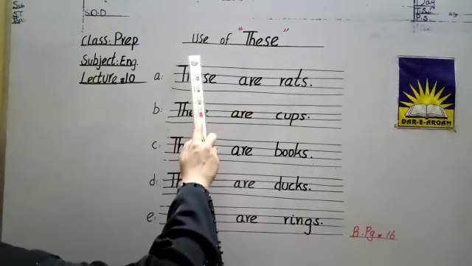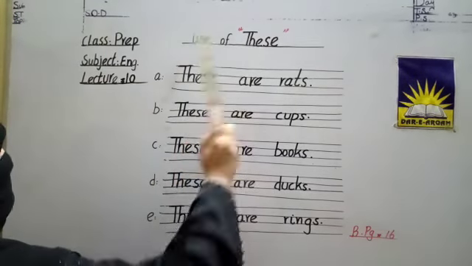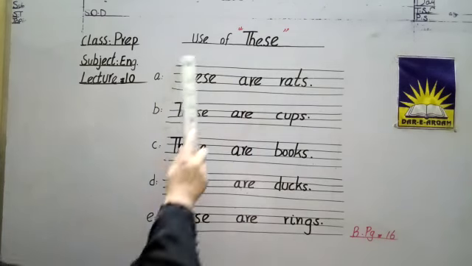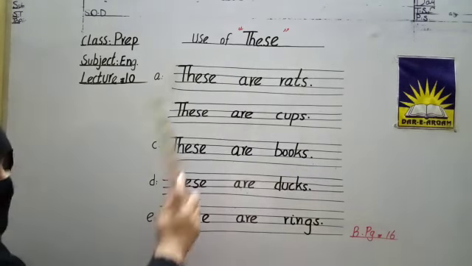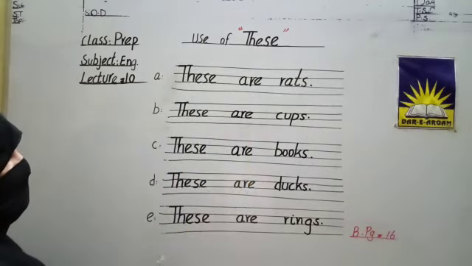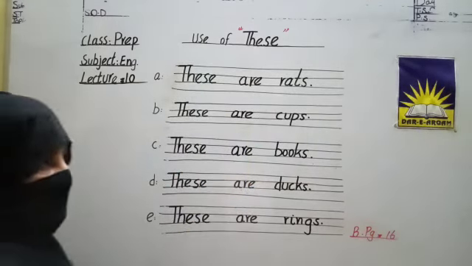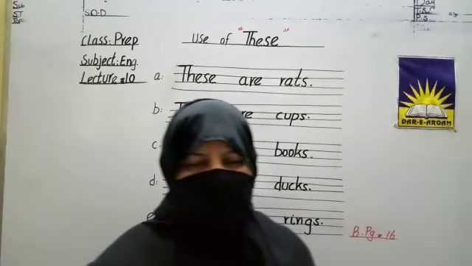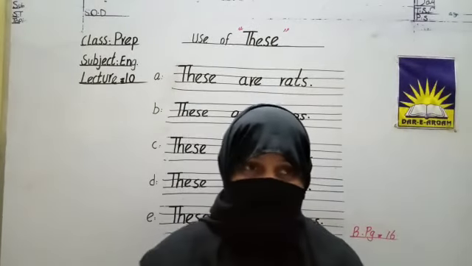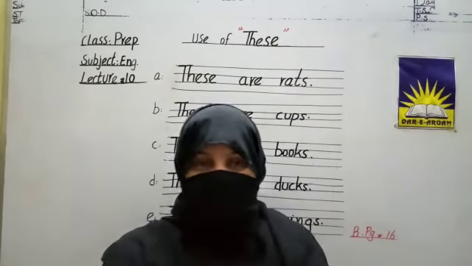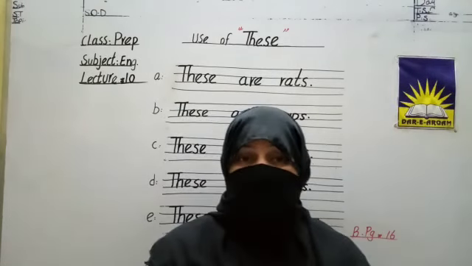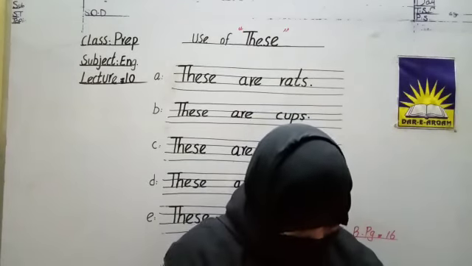The topic of this page is use of these. Okay. Students, where do we use these? I already told you where we use this. We use this for a singular object that is near to us.